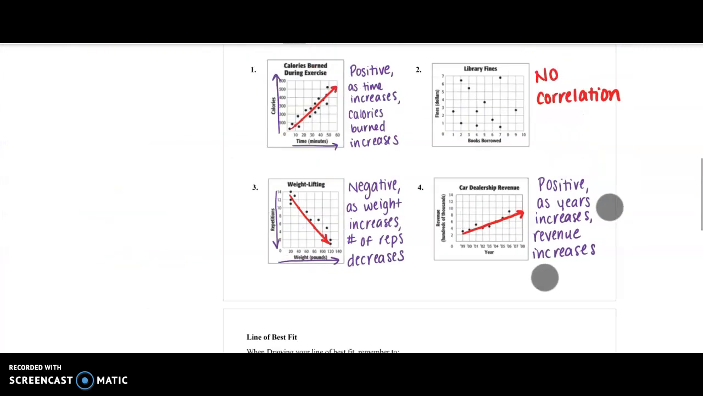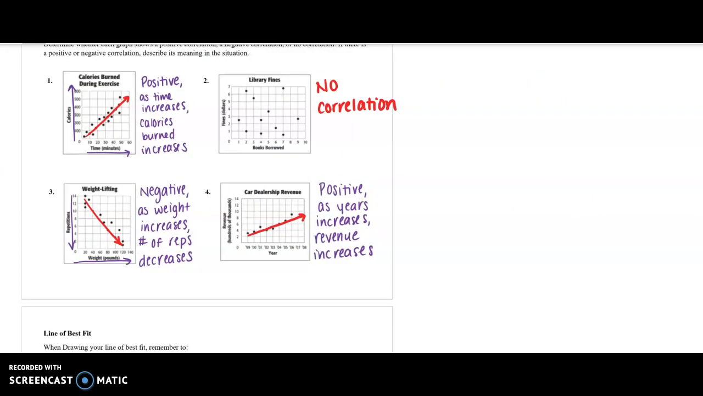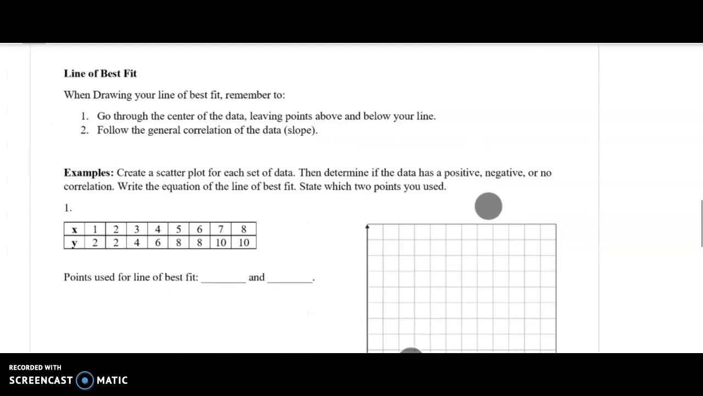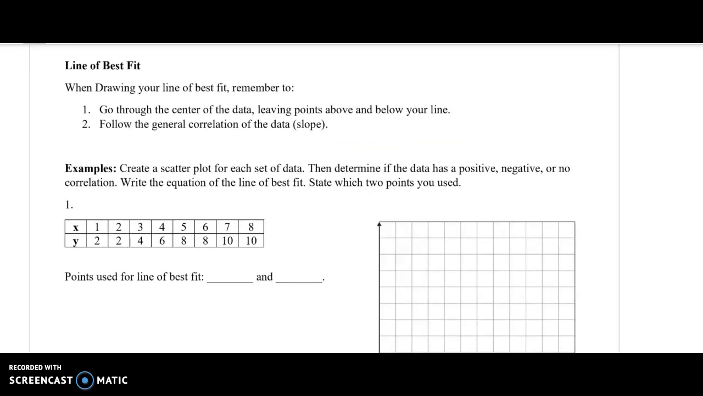Okay. So that was our little bit of talk in terms of scatter plots, correlation, all of that. So now we're going to be getting into line of best fit. When we're drawing our line of best fit, we have to remember 2 things. We always want to go through the center of the data, leaving points above and below our line, and we want to follow the general correlation of the data, or follow the slope of it. Okay, so we're going to take this one step at a time. We're going to do this problem together.